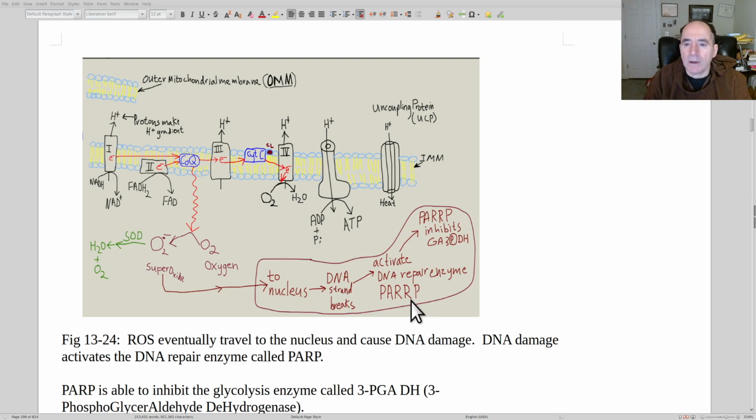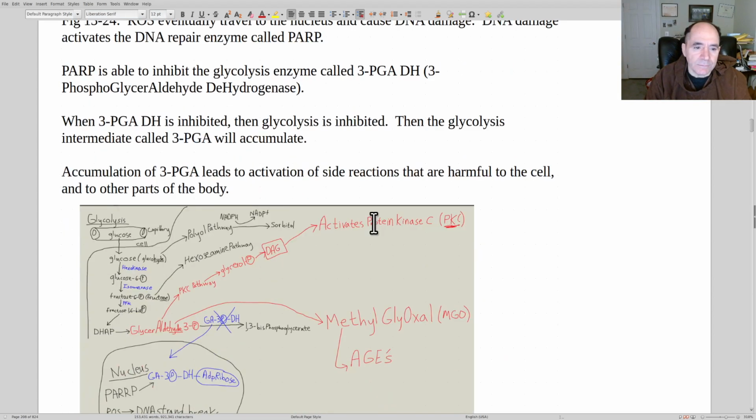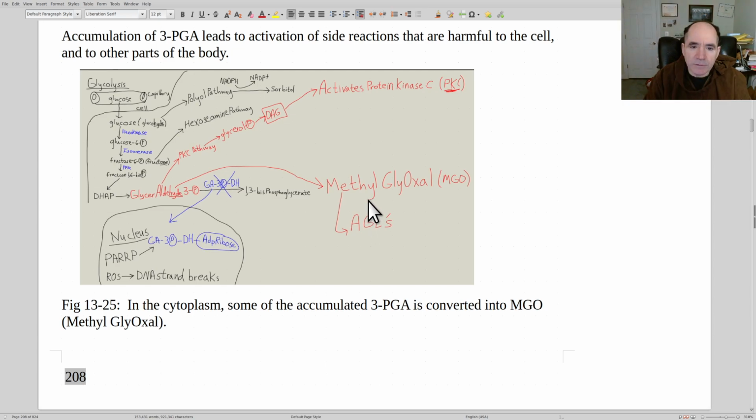called PARP. And you need to know PARP because PARP's going to then inhibit the glycolysis enzyme, glyceraldehyde 3-phosphate dehydrogenase. Same thing as 3-PGA-DH, okay? So now we're showing this in glycolysis, and so PARP is going to inhibit this enzyme here, glyceraldehyde 3-phosphate dehydrogenase. So when an enzyme is inhibited, its substrates will accumulate, 3-PGA, 3-phosphoglyceraldehyde.